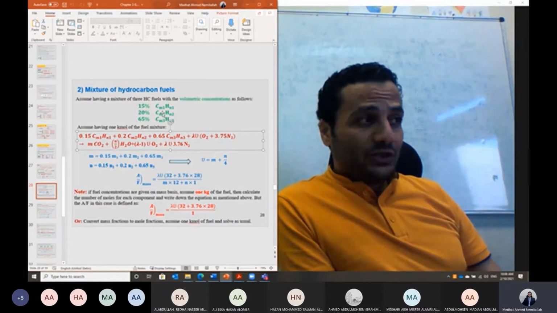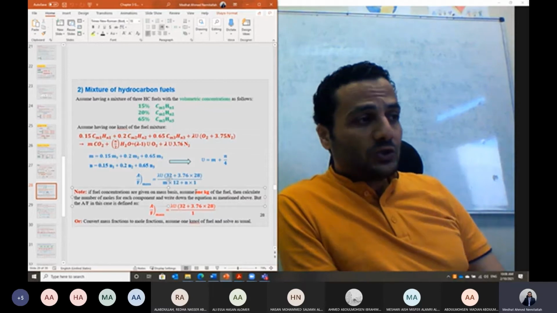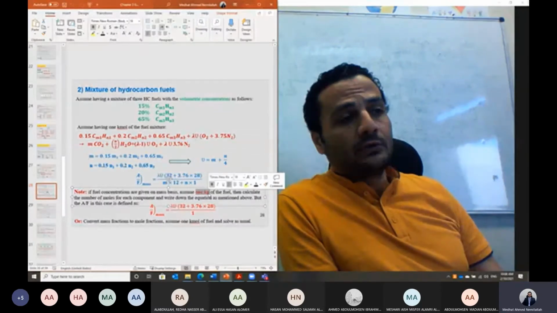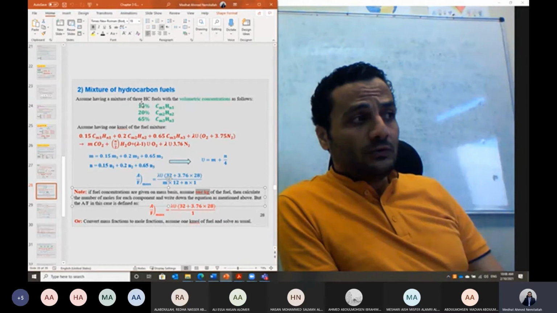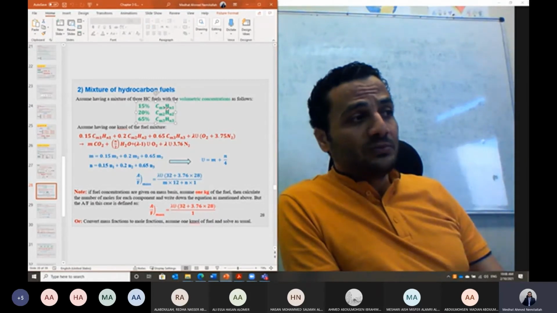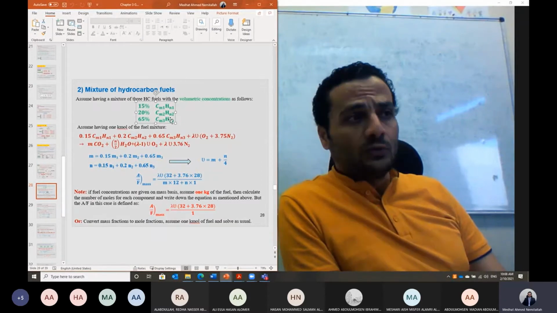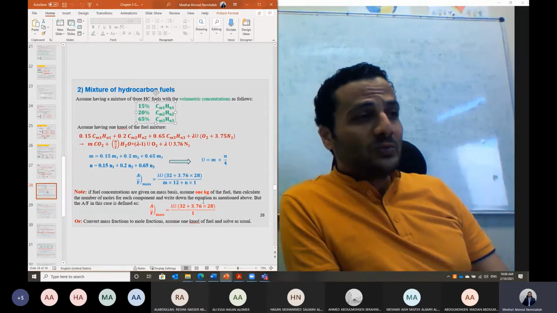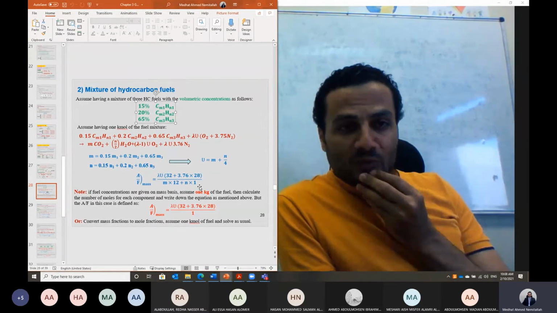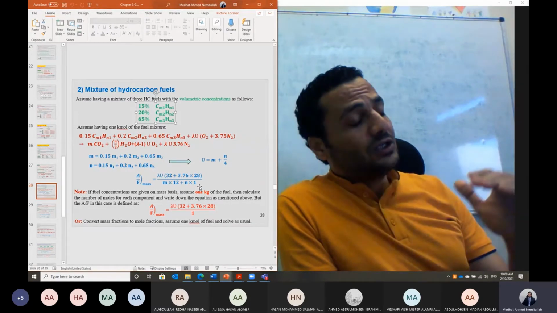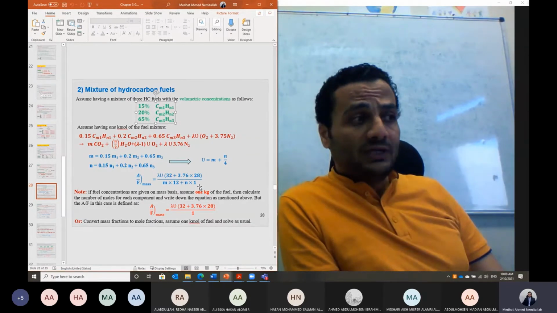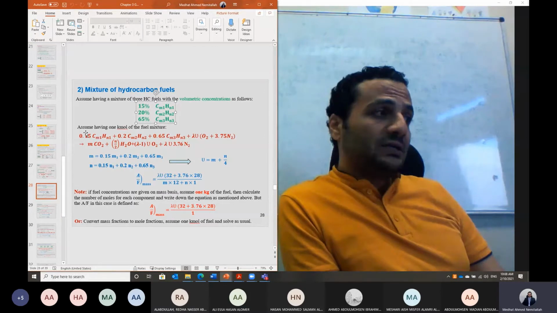If the mass fractions are given, I will assume instead of 1 kilomole, we have 1 kilogram of the fuel. So if we have 1 kilogram of the fuel and we have 15% of the first hydrocarbon, that means we have 0.15 kilogram of the first hydrocarbon plus 0.2 kilogram from the second, and the remaining for the third one. And in this case, شباب, we have to divide, as Abdul Mohsen said, by the molecular weight for each component. Then we can calculate the number of moles for each fuel.